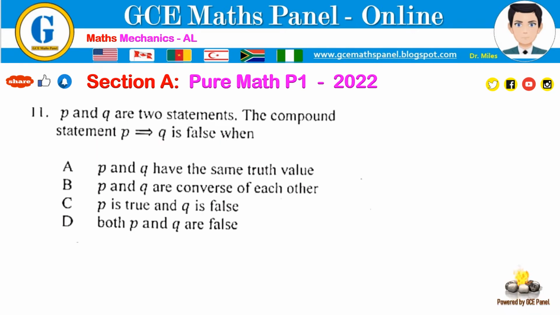Now, P and Q are 2 statements. The compound statement P implies Q is false when... as a shortcut, guys, the statement P implies Q is false only when the first is true and the second is false. If both are the same, it is true. That is, if P is true and Q is true, it is true. If both are false, it is still true. If the first is false and the second is true, it is true. It is only false when the first is true and the second is false. So true implies false is false.